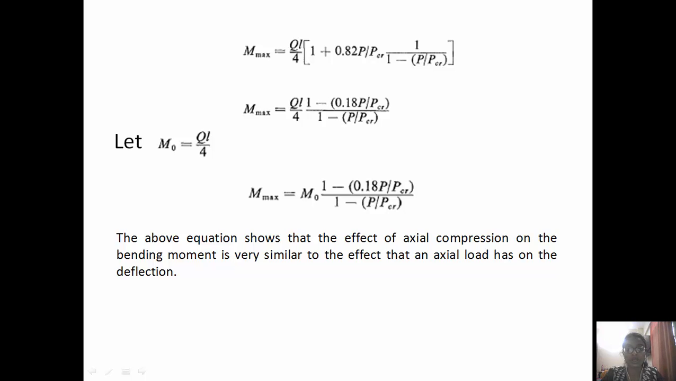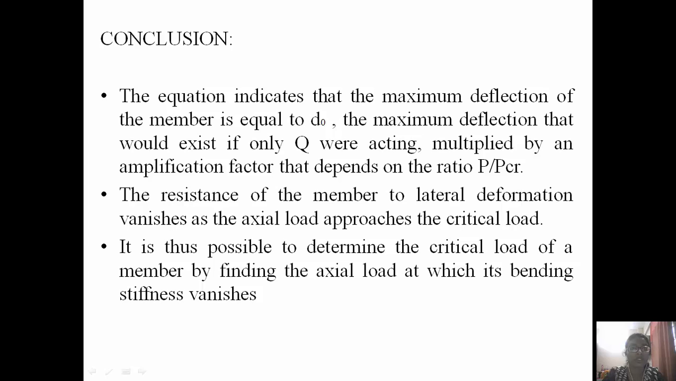The above equation shows that the effect of axial compression on the bending moment is very similar to the effect that an axial load has on the deflection. The conclusion derived from this derivation is that the equation indicates that the maximum deflection of the member is equal to delta naught, the maximum deflection that would exist if only Q were acting, multiplied by an amplification factor that depends on the ratio P by PCR.